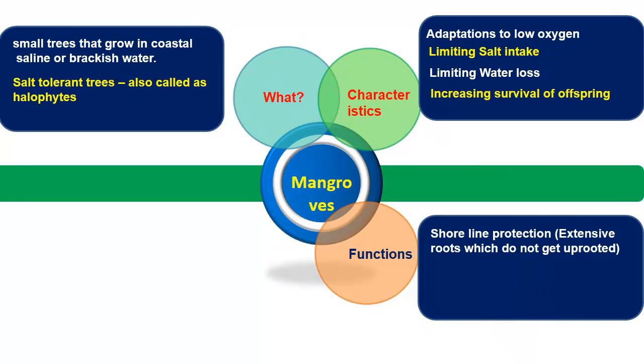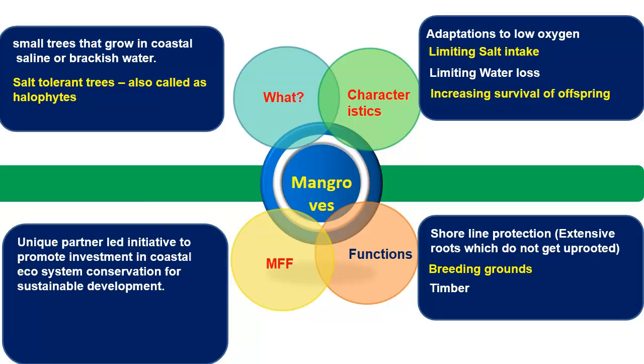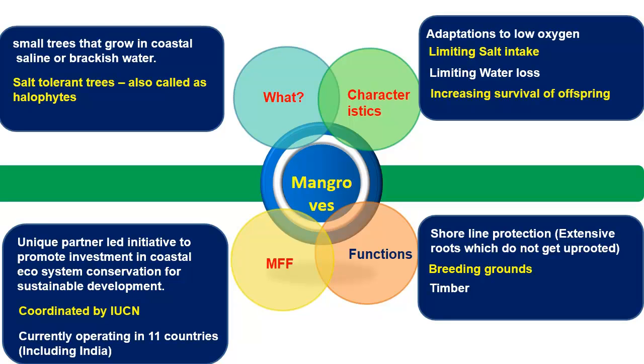What are functions? Shoreline protection. Their extensive roots do not get uprooted. That's why they protect the shore, breeding grounds, and provide timber also. What is Mangroves for the Future? It is a unique partner-led initiative by various NGOs and others. It is coordinated by IUCN. It is currently operating in 11 countries including India.